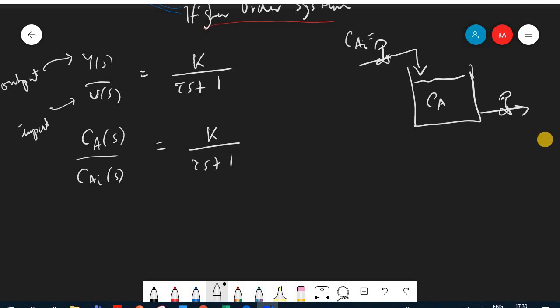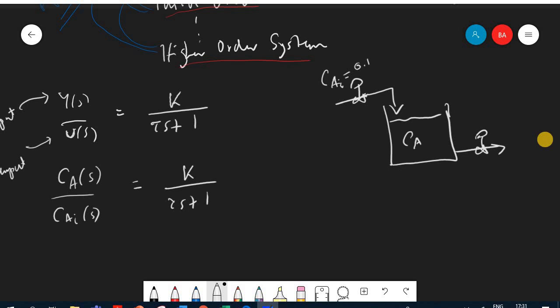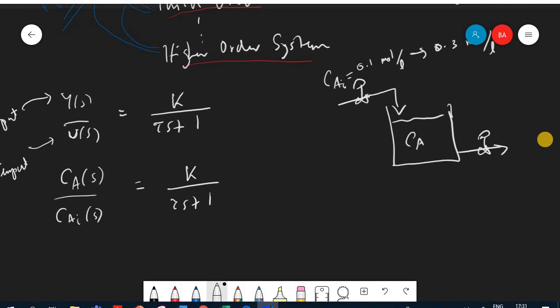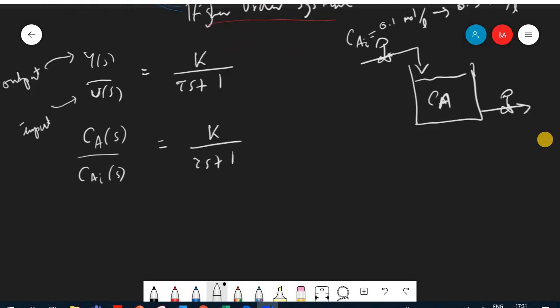If I change CAI from, say, 0.1 moles per liter, I'm just looking for a concentration that makes sense, and I change that to 0.3 moles per liter, how would CA change? That is a kind of a problem.